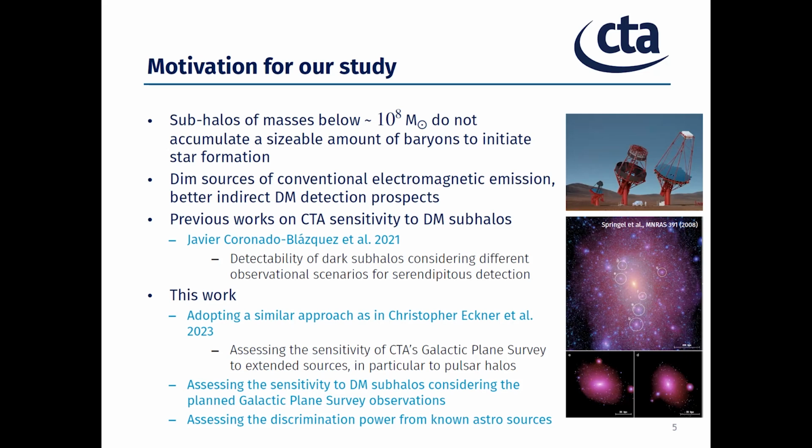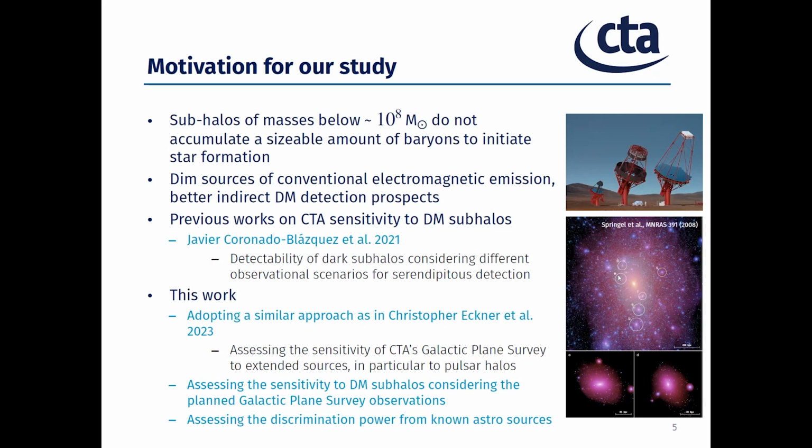So it is estimated that subhalos with masses of the order of 10 to the 8 solar masses would not accumulate a baryonic component. That would mean that the astrophysical signal coming from those objects would be very dim, and that would make for better prospects for detecting the dark matter signal that would come from those objects.